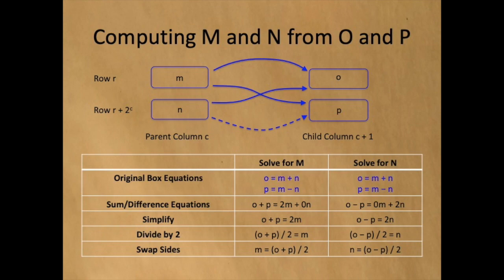If we take the equations that O equals M plus N and P equals M minus N, we can then solve for M and N in terms of O and P. The first step adds the equations for M and subtracts the equations for N. Then we simplify the equation, we divide through by 2, and then swap the sides, which results in M equals (O plus P) divided by 2 and N equals (O minus P) divided by 2.